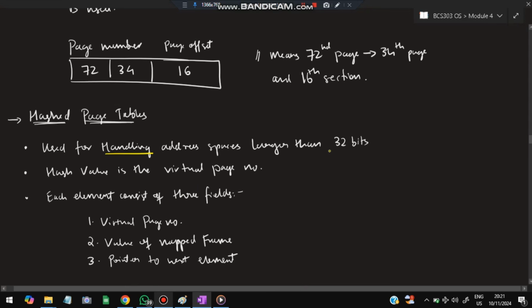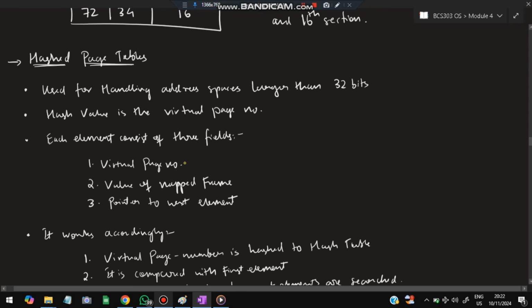The second one is hash page tables. It is used to handle address spaces larger than 32 bits. If the address space is more than 32 bits, we use hashed page tables. Now what is a hash value? A hash value is generated after putting in an input and performing some operation. We get an output, that output is called a hash value, and this hash value is used to refer to a virtual page number, and this value acts as an index.